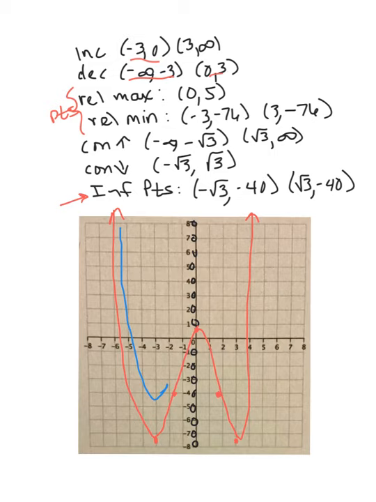And then from negative 1.7 to positive 1.7, we're supposed to be cupping downward. And that's what happens. And then we cup upward again from positive 1.7 to infinity. So you can see that our concavity fits what we said was happening with increasing and decreasing as well. So this is the sketch of the graph of the function.